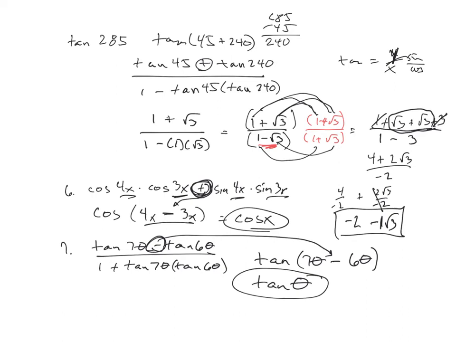On the back, these are double angle formulas. So for number 8, double angle formulas mean draw a triangle. One triangle. Label your sides. Use Pythagorean theorem to figure out the missing side.